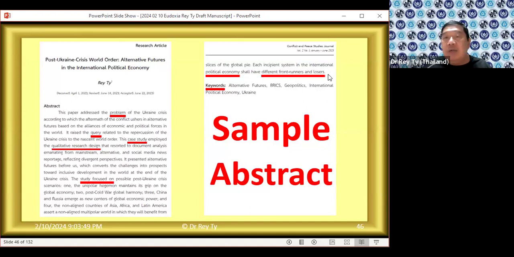Different front runners and losers. There are winners and losers. And political economy was the framework. The literature and keywords in alphabetical order: alternative futures, BRICS, geopolitics, international political economy, and Ukraine. Okay, and most again want first letter in capital letter.